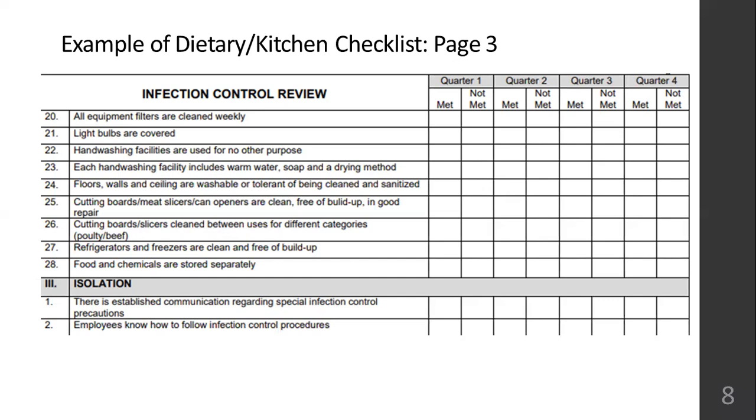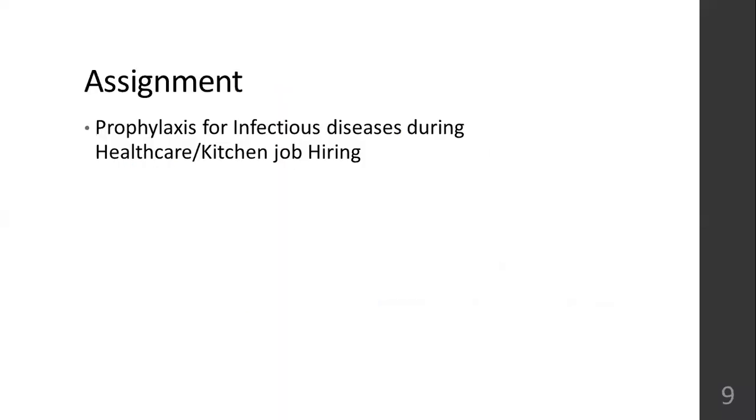Refrigerators and freezers should always be clean, and should not hold expired items that use up space. So these are the main parts of your checklist.